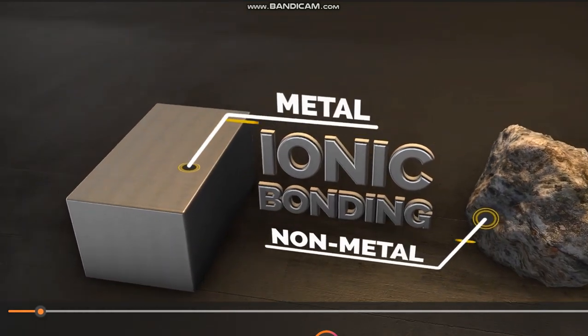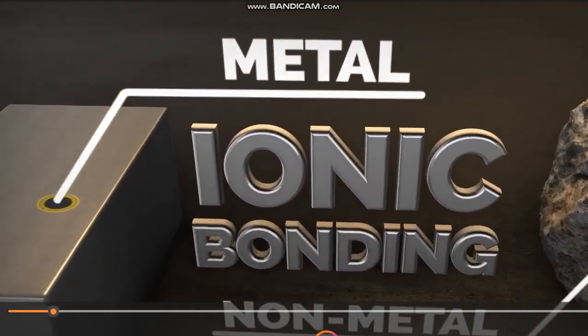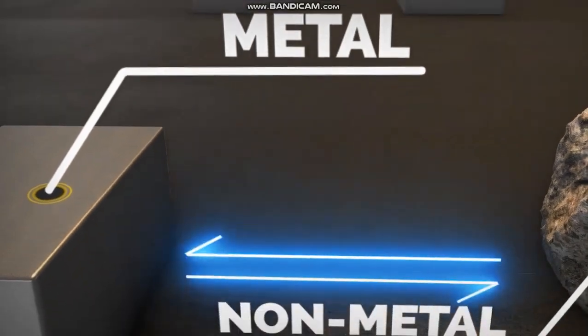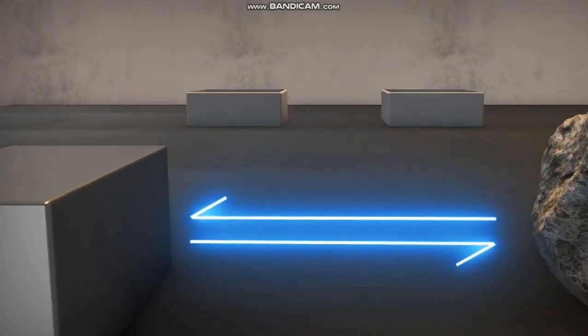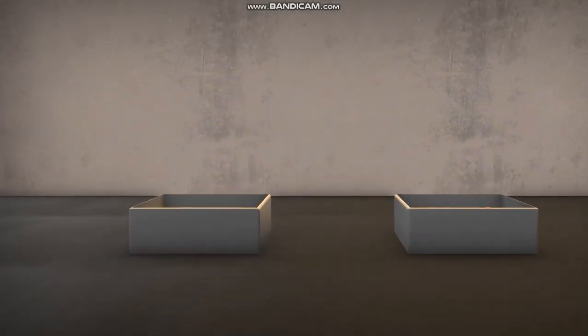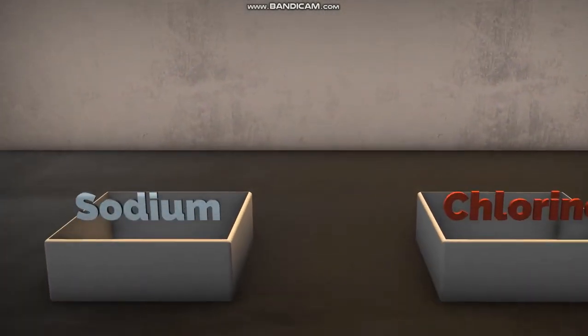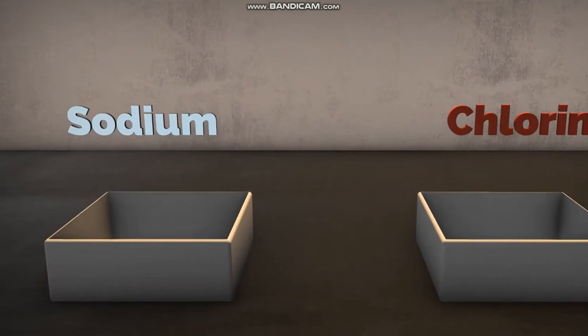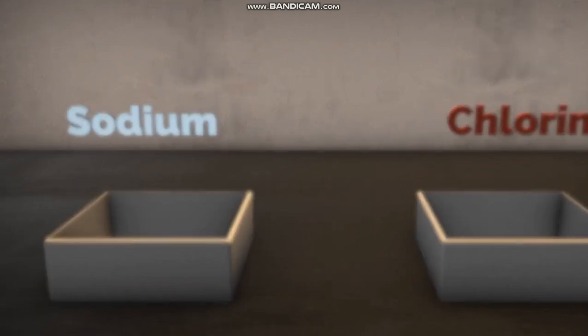Welcome students. Now we are going to see how ionic bond is formed. Ionic bond is formed between metals and non-metals. This bond is also known as electrovalent bond, which is formed by transfer of electron. Let us see one example.